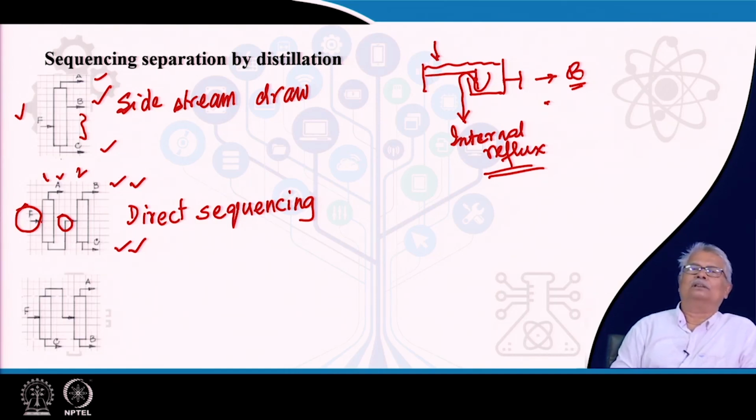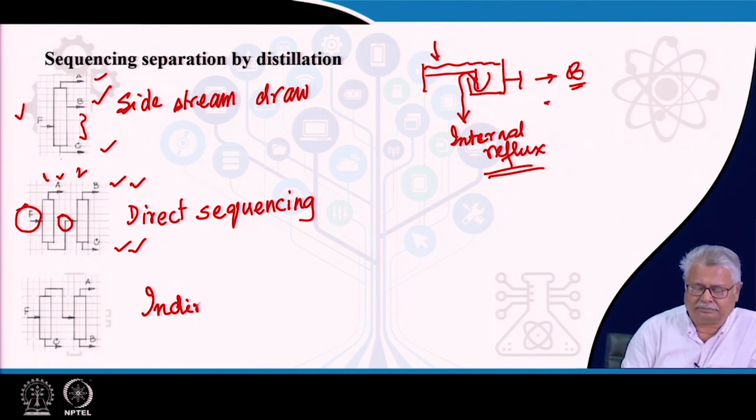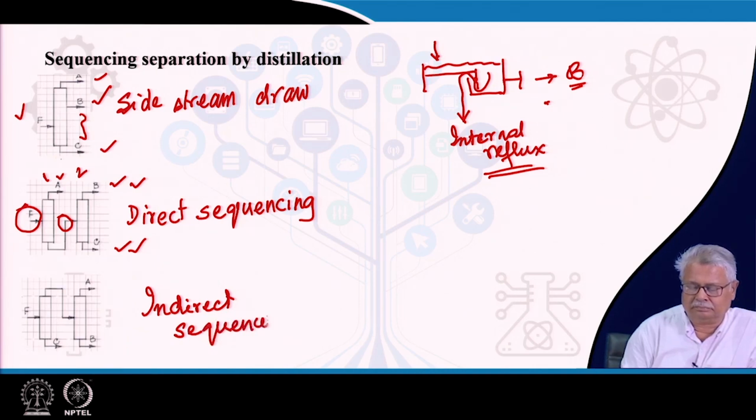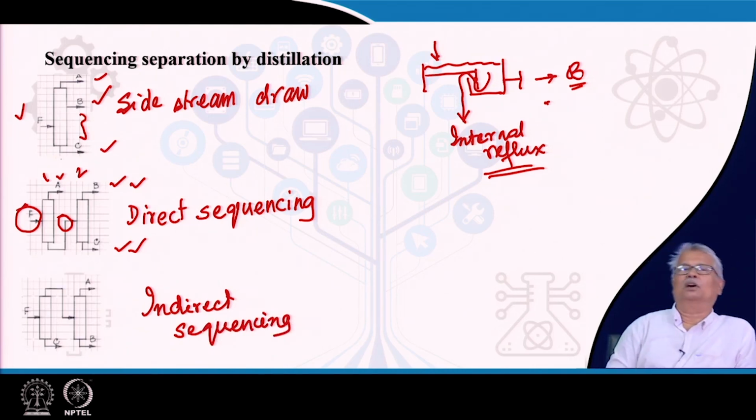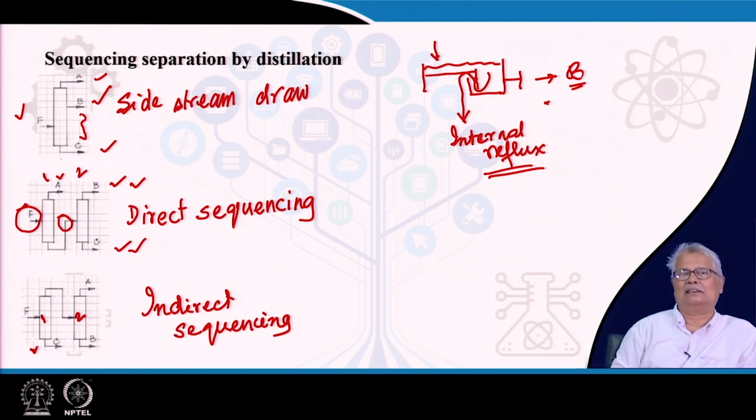So, we know now that the first option that possibly comes the cheapest is the side stream draw, the other option is the direct sequencing. Similar to direct sequencing, it is also possible to have an indirect sequencing, which is this particular option. In indirect sequencing, what we take first is the bottom from the first column, which is the stream C. The top product is a mixture of A and B, which is split in the second column.